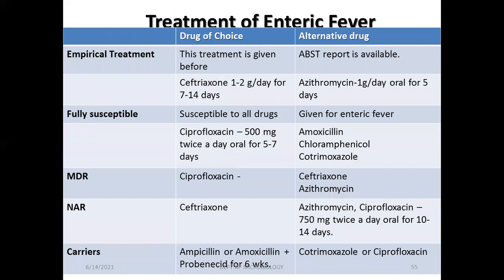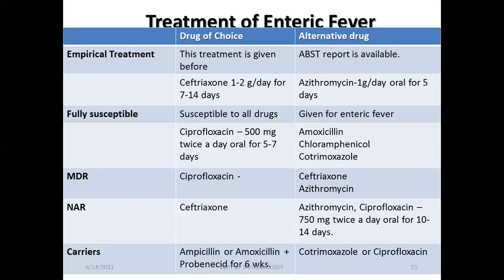The treatment for enteric fever: drug of choice and alternatives available. Empirical treatment, which is given before culture results, includes ceftriaxone 1 to 2 grams per day for 7 to 15 days. Alternative: azithromycin 1 gram per day, orally for 5 days. For fully susceptible strains, all drugs except fluoroquinolones, ciprofloxacin twice a day, orally for 5 to 7 days.